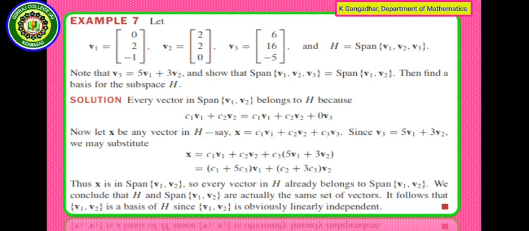What is the equation? V3 equals 5 V1 plus 3 V2. First we write H equal to span of V1, V2, V3, which means elements of H are linear combinations of the vectors V1, V2, V3. So we write elements of H as C1 V1 plus C2 V2 plus 0 V3, or every vector in the span.